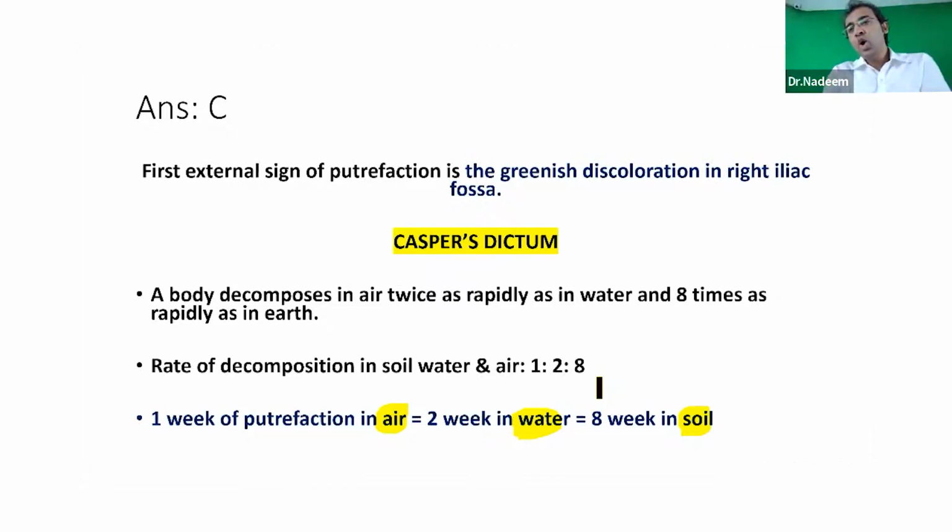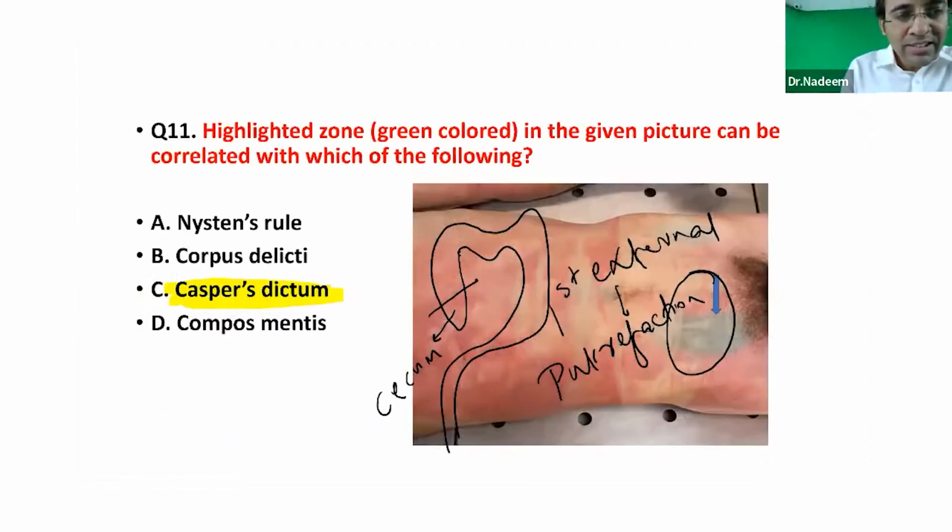Suppose the dead body is buried under the soil, or the dead body is thrown in water, or the dead body is kept on the earth, in air. Where are you going to see the fastest putrefaction? Obviously in air, after that in water, and then soil. So remember, this is called Casper's dictum. A body will decompose in air twice as rapidly as in water and 8 times as rapidly as in earth. So the answer is C.